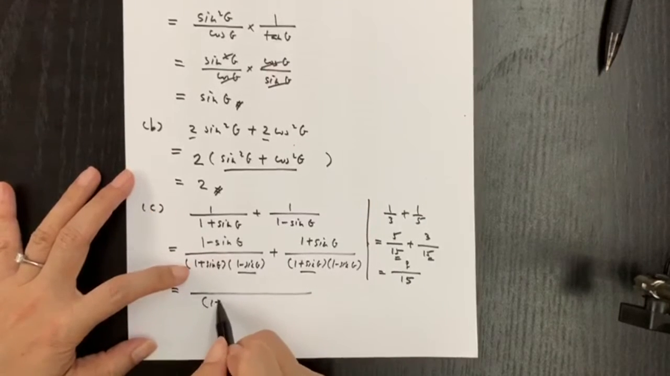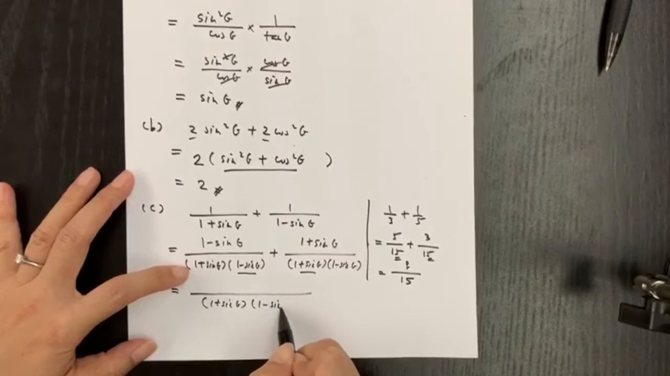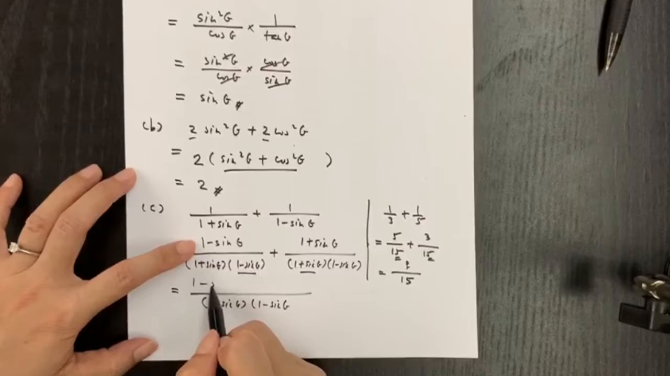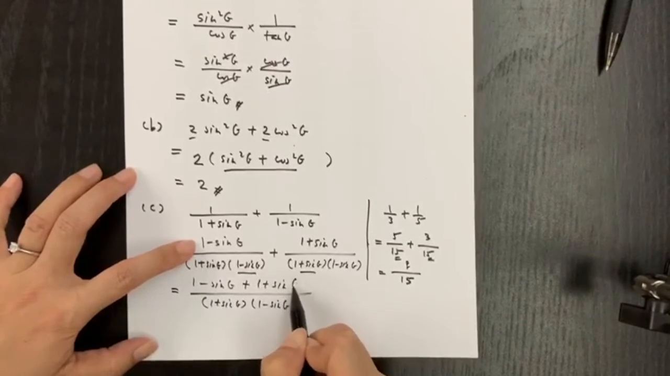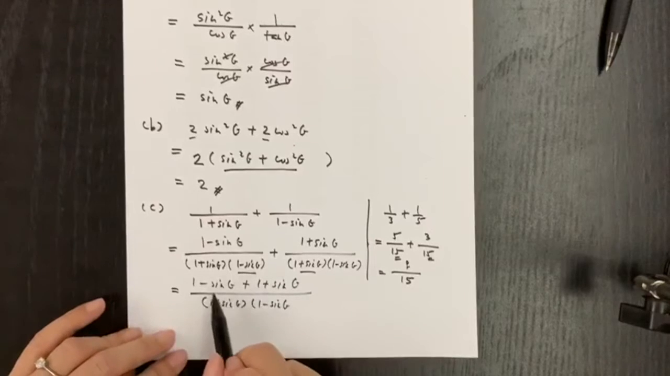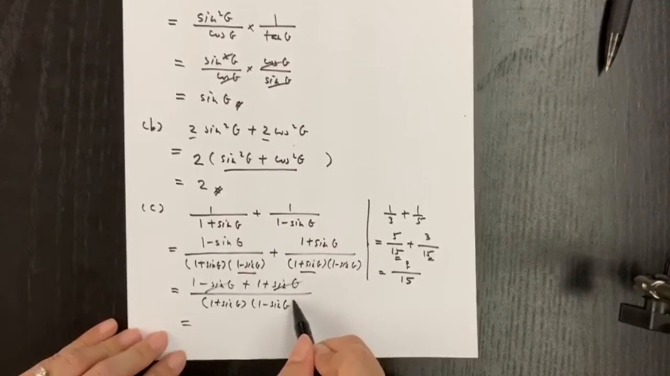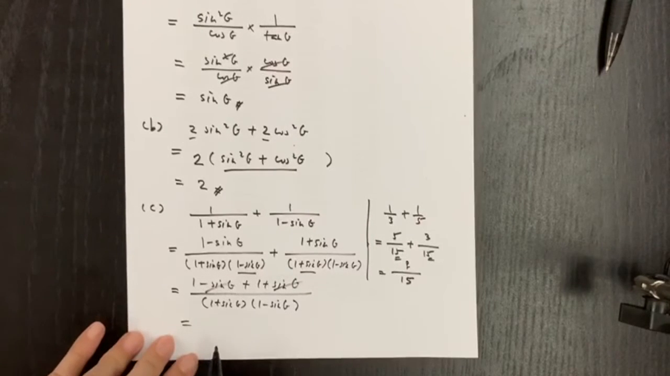So I will have 1 plus sine theta times 1 minus sine theta. So what do I have on top? That will be 1 minus sine theta plus 1 plus sine theta. Oh, very good here. Minus and plus no more. Therefore, oh, I missed out the bracket here. So therefore, what is the answer? What is the answer to that?